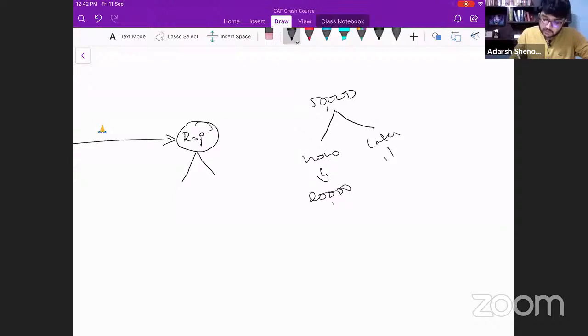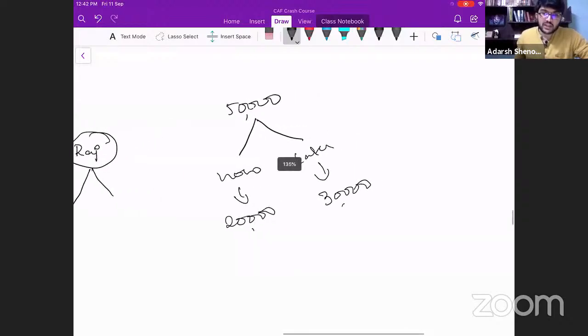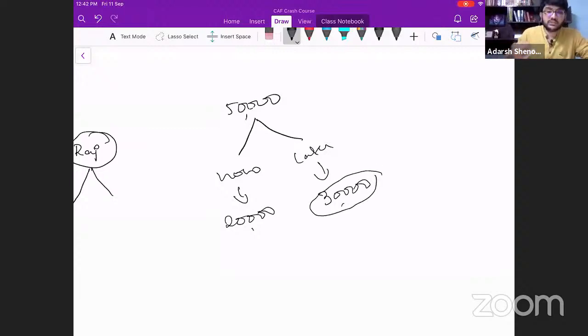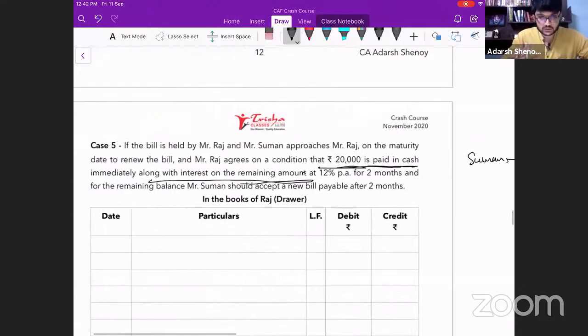Later, how much am I paying? 30,000. So, how much am I paying late? With regards to how much amount am I going to make a delay? 30,000 rupees. So we have to pay interest along with this. Remember, whenever you are asking for renewal, that person is going to say you have to pay interest. Now, what is the interest rate that he's asking for? He's asking for 12% per annum.